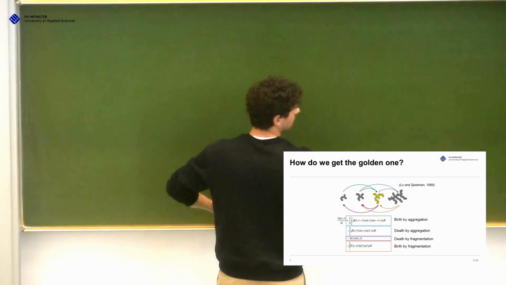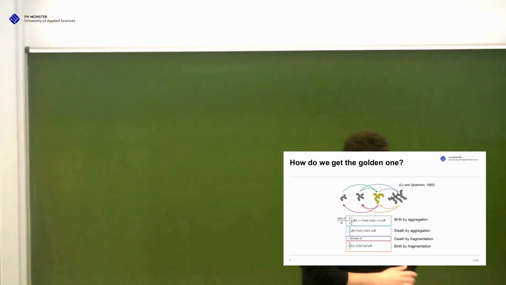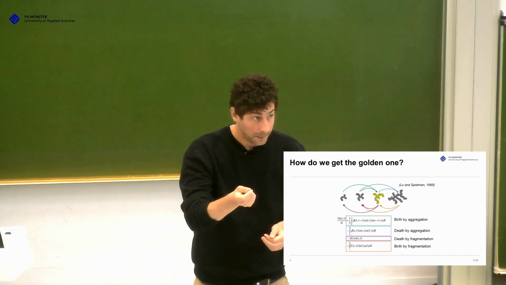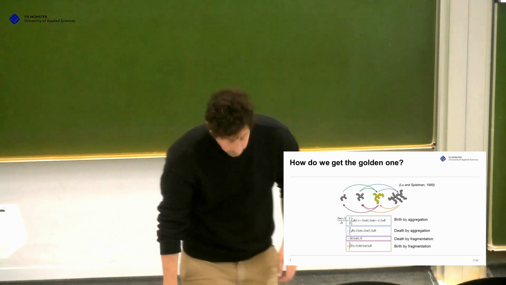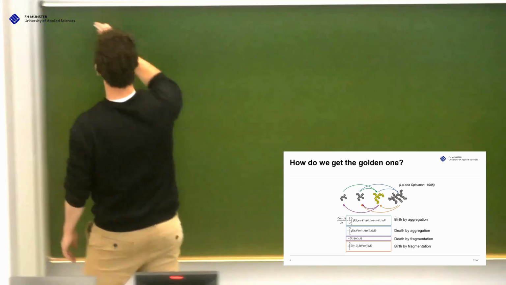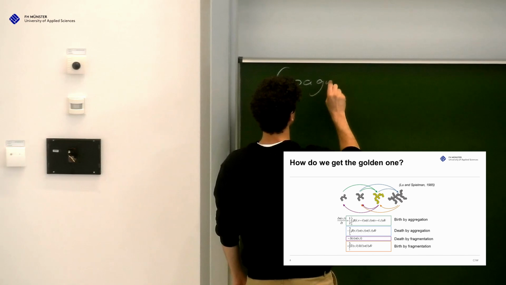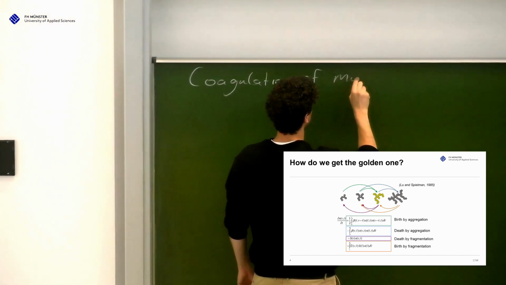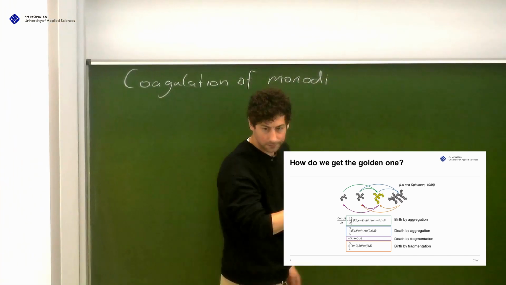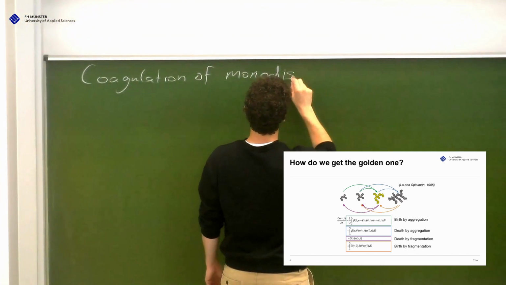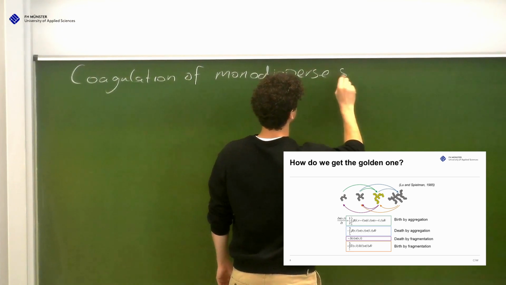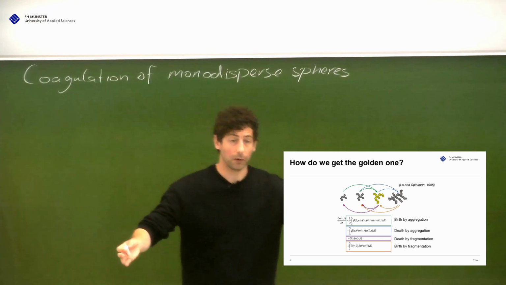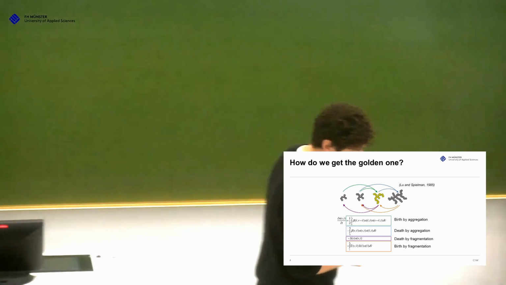And therefore, I would now come to an equation how to describe the number of golden particles for the most simple case. And the most simple case is coagulation of monodisperse spheres. So it means our primaries have all the same size and all of them are spheres.